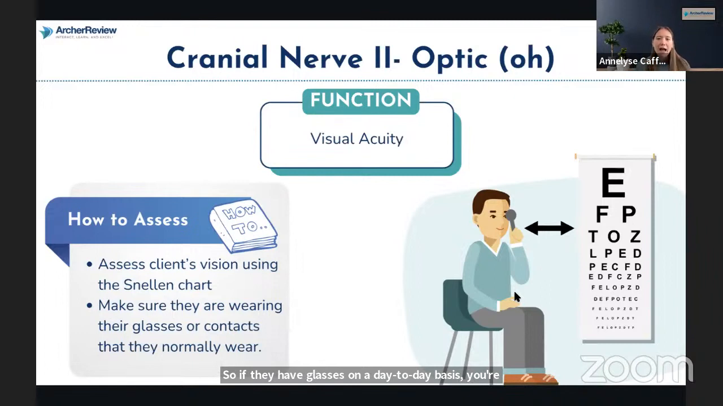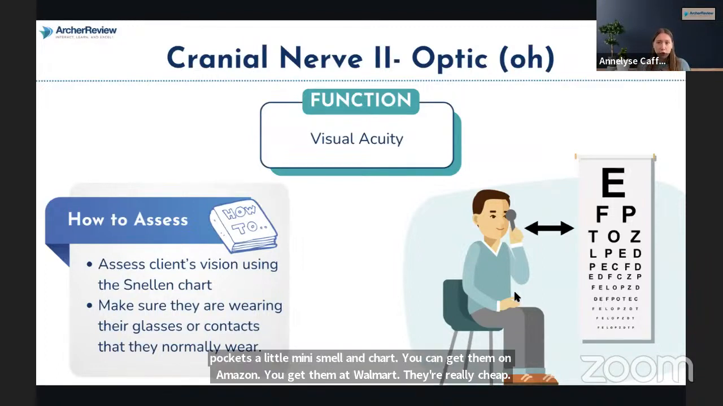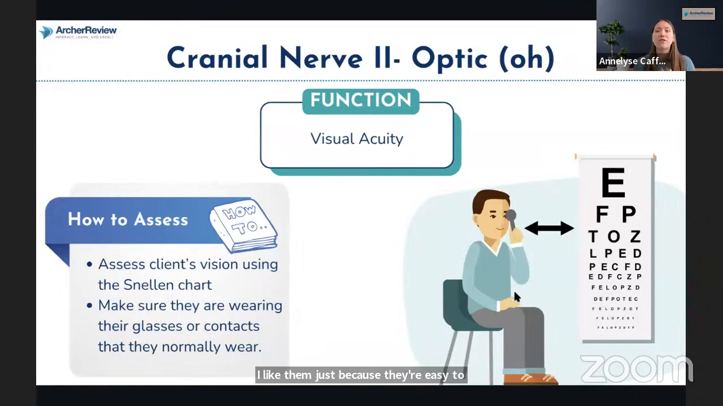A Snellen chart is going to have specific instructions that you go, and that's going to be based off the size you use. I, as a nurse, almost always carry around in my scrub pockets a little mini Snellen chart. You can get them on Amazon, you can get them at Walmart. They're really cheap. I like them just because they're easy to test a client. Then I don't have to get my client up, walk them all the way over to where the Snellen chart is in the hospital. I just have this tiny little chart that fits in my pocket that I can use whenever I want.